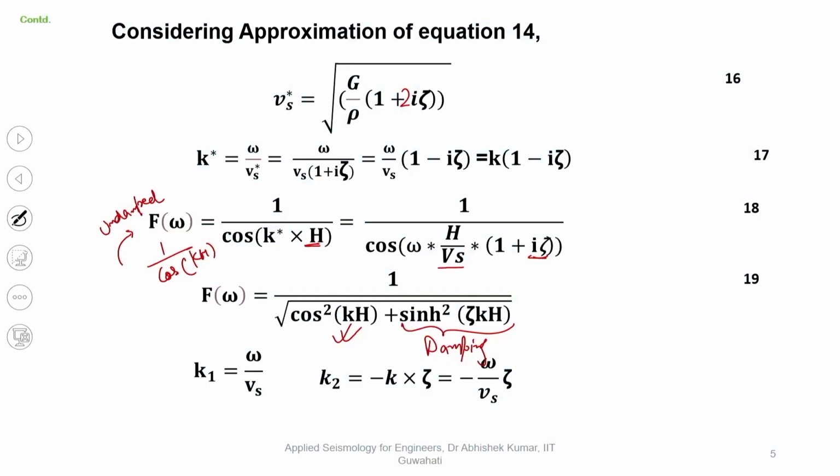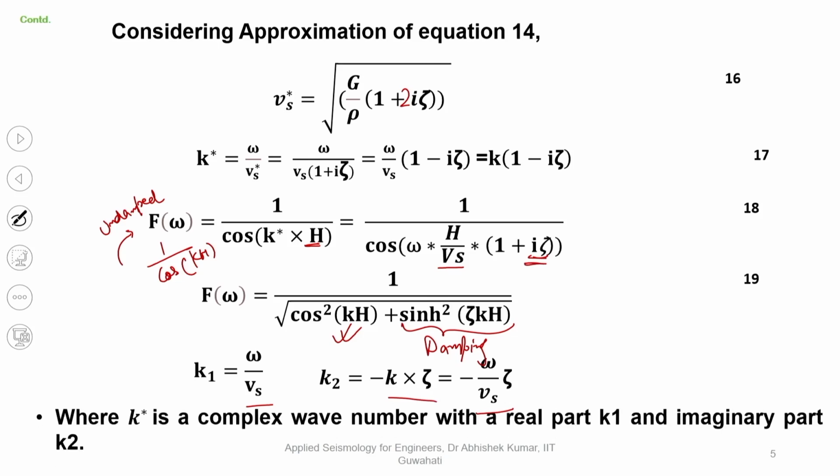So, remember, k has two components, one coming from the real part, that is omega over Vs, and the other coming from the imaginary part, which is given over here as k2, or omega chi over Vs. So, where k star is a complex wave number with real part represented by k1, the functional form of k1 is given over here, and the imaginary part is given by k2, which is given over here, minus k times chi.